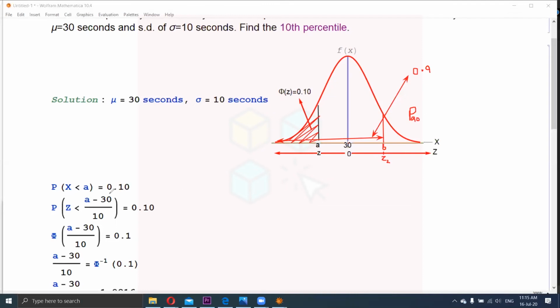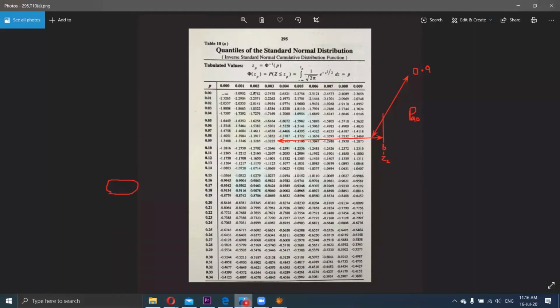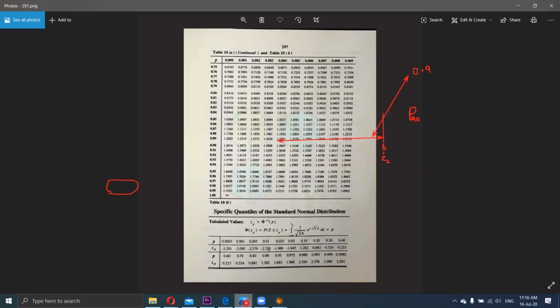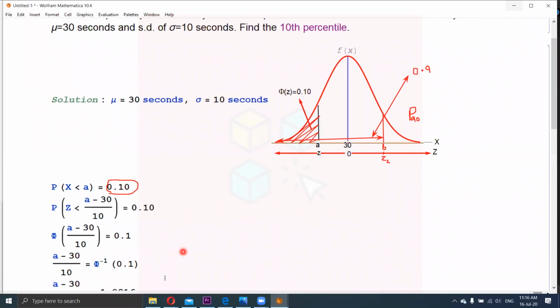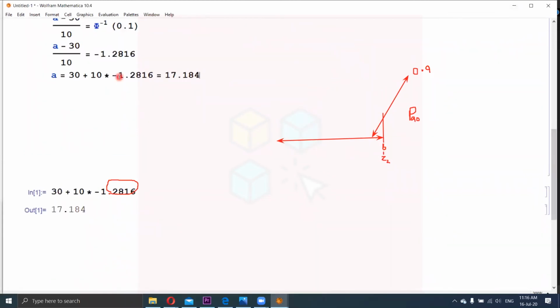And we will use 0.9 instead of 0.10. And we will observe the value from the table, that 0.9 is on the third page. 0.9 is here, 1.2816, but now it's with a positive sign. So we can write it here with plus sign and obtain the 90th percentile.